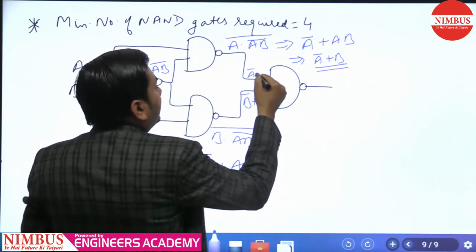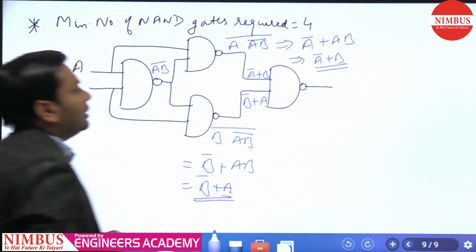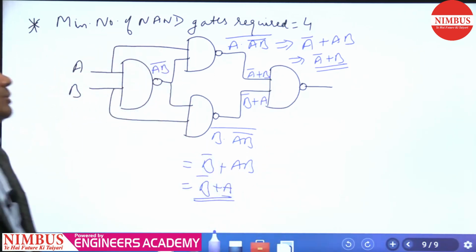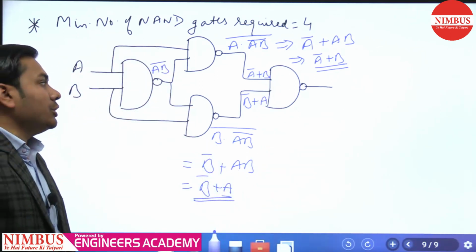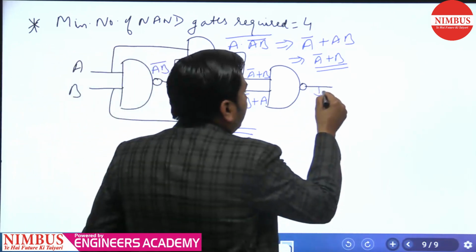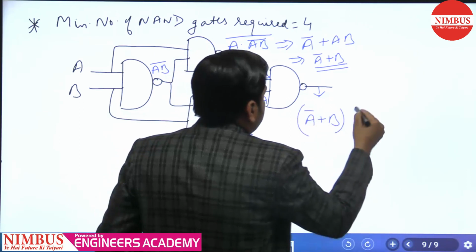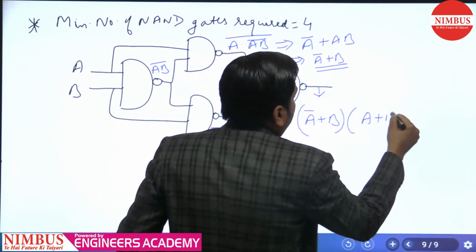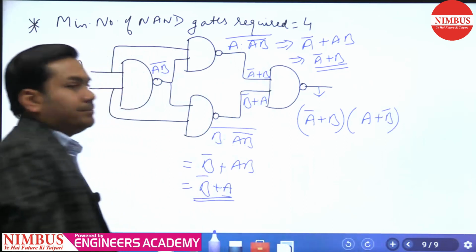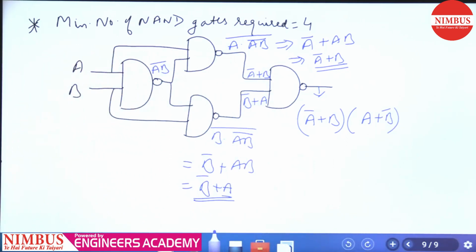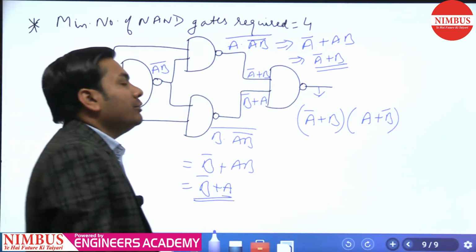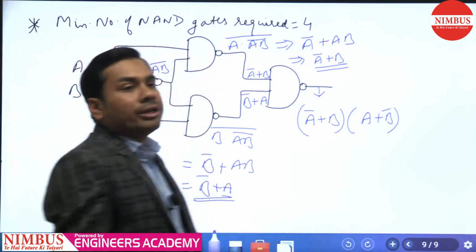So finally we are having A bar plus B here and A plus B bar at this position, right? So the output of this NAND gate will be A bar plus B dot A plus B bar. After the XOR, we will cover the XNOR gate.